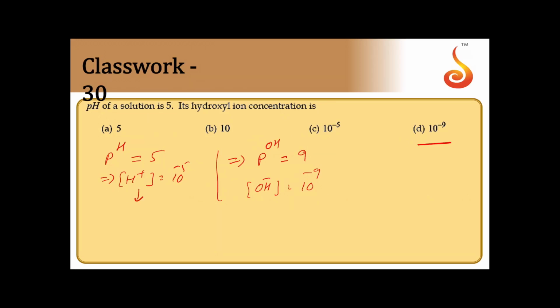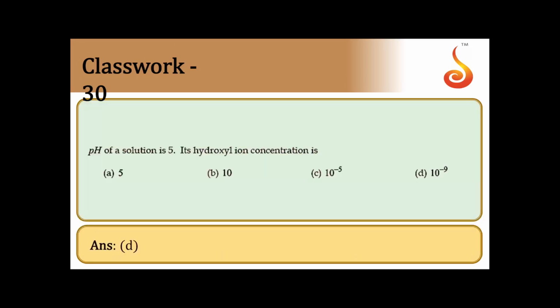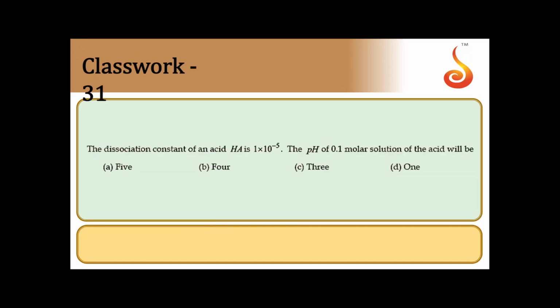From pH you can find OH minus applying the Kw value, because we know that Kw is equal to H plus into OH minus, which is equal to 10 to the power of minus 14. Applying this we can get the value of OH minus, or from pH 5 get the pOH value 9 and then OH minus is 10 to the power of minus 9. So the answer is option D.